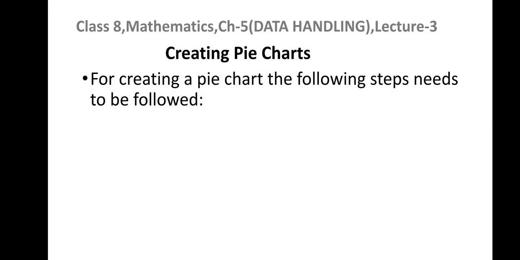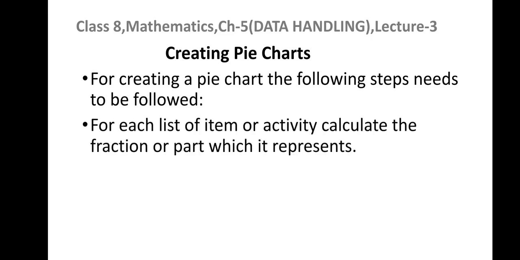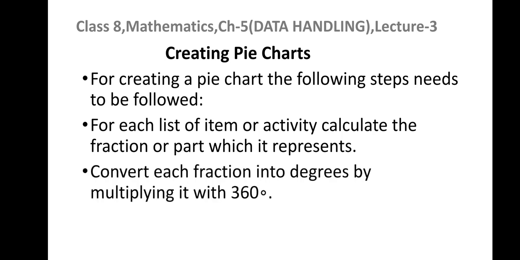Now, these are the steps on how to create the pie chart. For creating a pie chart, the following steps need to be followed. For each item or activity, calculate the fraction or part which it represents. We have calculated the fraction or the part which it represents. Like I have taken 50 over 100 and converted it into a fraction, or you can directly calculate it as 50 over 100 into 360 degree. Convert each fraction into degrees by multiplying it with 360 degree.